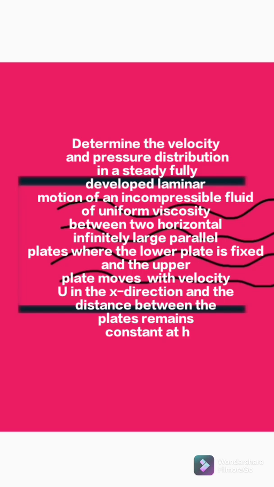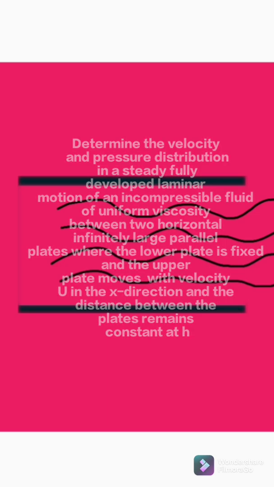We are going to determine the velocity and pressure distribution in a steady, fully developed laminar motion of an incompressible fluid of uniform viscosity between two horizontal infinitely large parallel plates, where the lower plate is fixed and the upper plate moves with velocity u0 in the x direction, and the distance between the plates remains constant at h. So sit back and watch as I solve this.